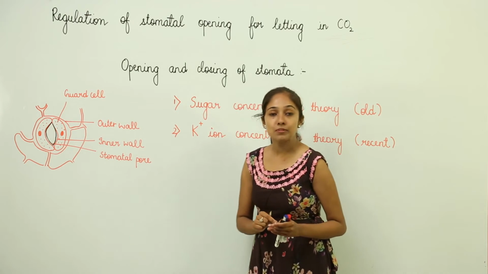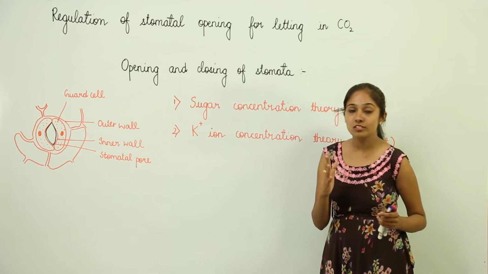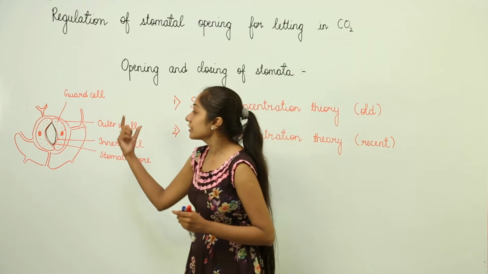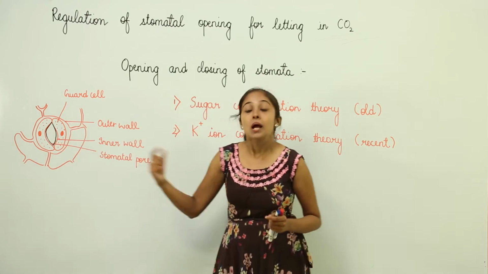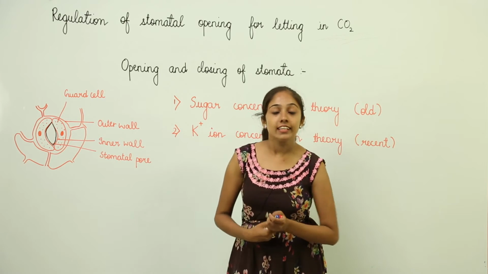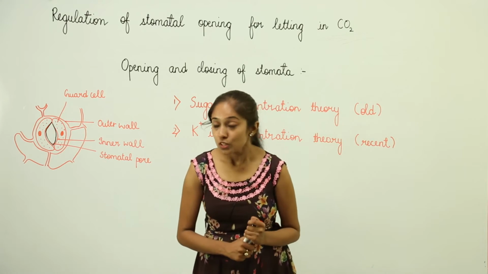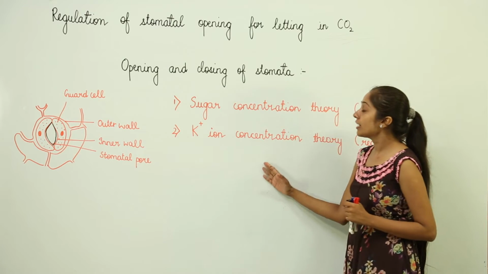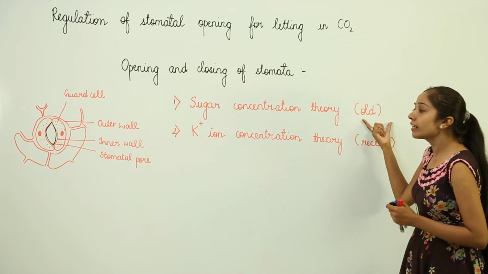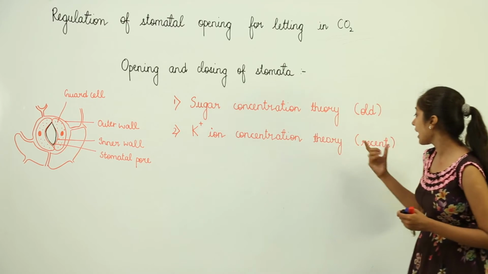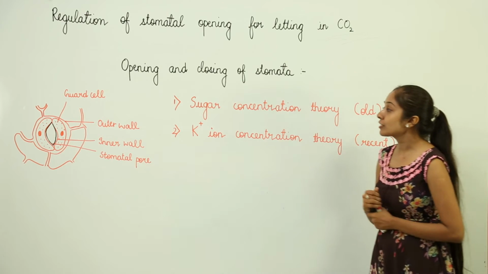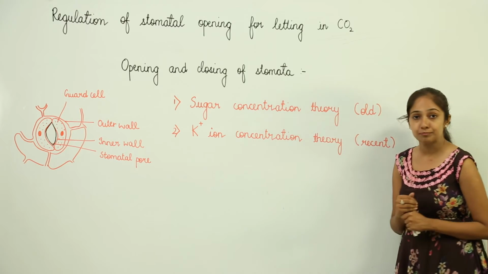So, this is what happens when in day there is photosynthesis going on, carbon dioxide is going to diffuse in, and at that time the stomatal pore is open. But during night, when there is no photosynthesis, it is dark, then the stomatal pore is going to get closed. So, we will be discussing two theories which are going to help in understanding the opening and closing of stomata. We have an old theory, that is sugar concentration theory, and we have the recent one, that is potassium ion concentration theory. Let us discuss first of all the sugar concentration theory.